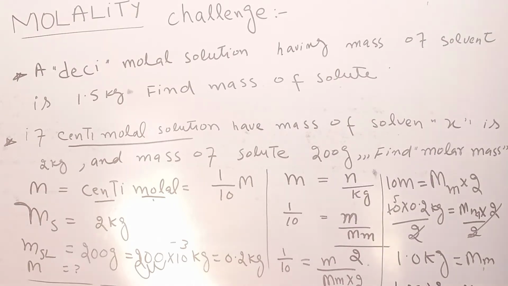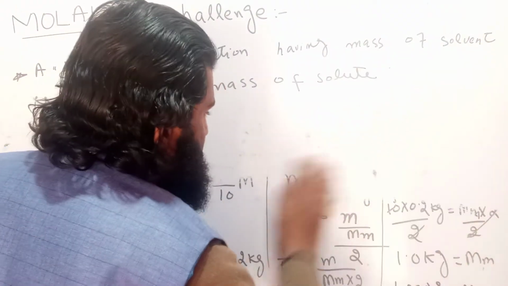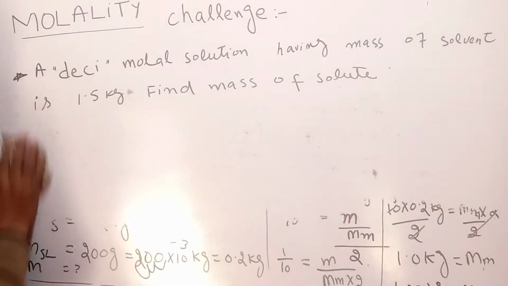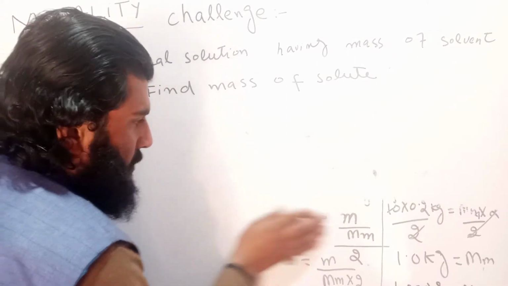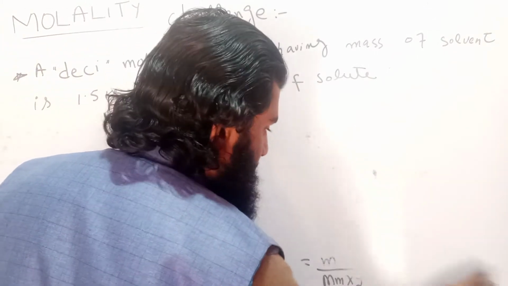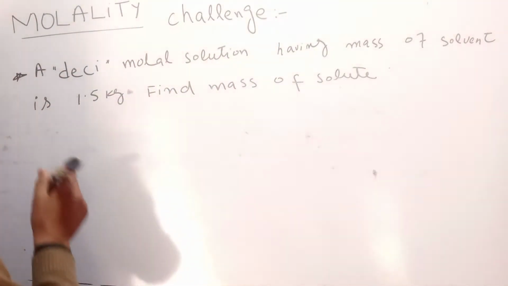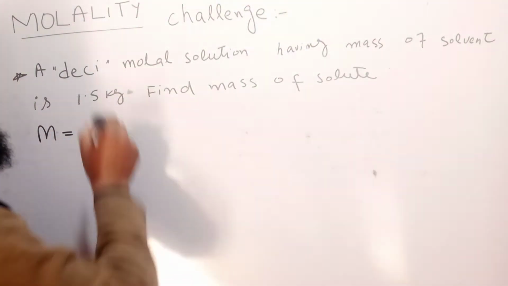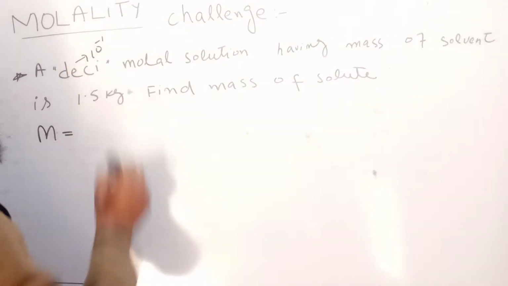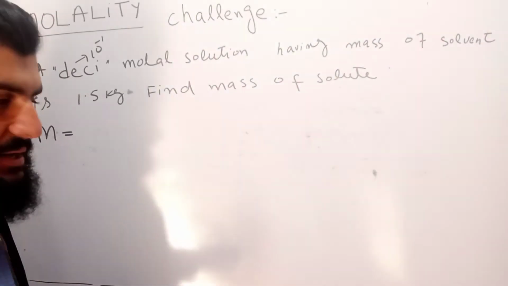So now we go ahead and write and solve the other type of question, the upward question. See the upward question and try to solve it. The question says a decimolar solution. Here the molarity is equal to deci. Deci stands for 10 raised to the power minus 1.